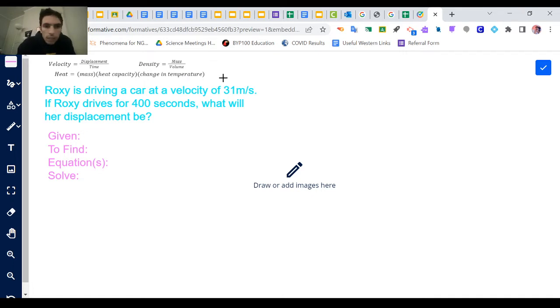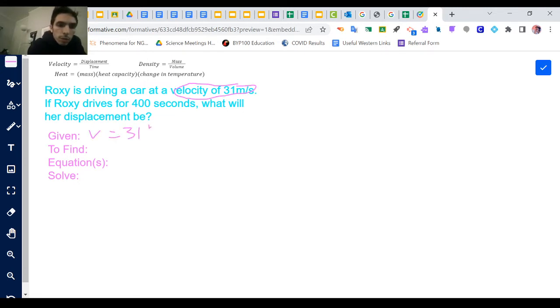So the stuff that we're given in this problem, we have this velocity of 31 meters per second, so I'll write that here. V equals 31 meters per second. And then she drives for 400 seconds. Now, it doesn't say this explicitly in the problem, but we hopefully recognize that as a time that Roxy is driving for. So we're given her velocity and the time that she's driving, and what we're asked for is her displacement. And we haven't covered this yet in class, but displacement is your change in position from the beginning to end of some process or some event. So that's what we're looking for, is her displacement.